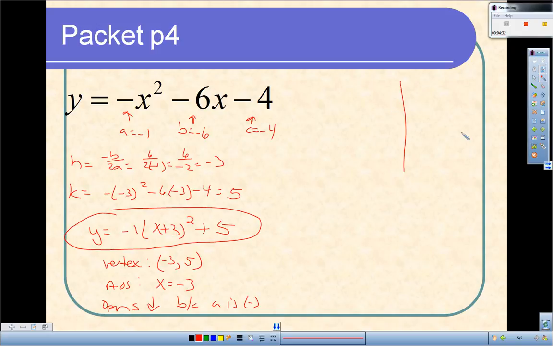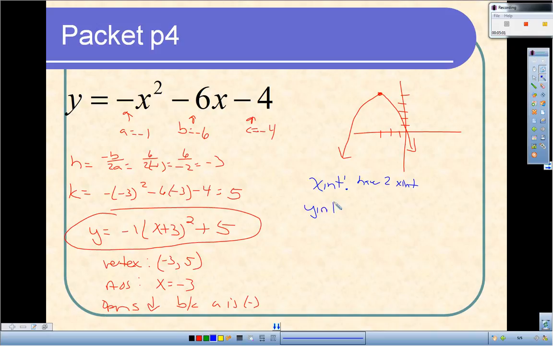And then this one doesn't open up, it opens down because a is negative. So let me draw this graph. So my vertex is at negative 3, 5, and I know it opens down. It's not a perfect graph, but at least I know that's what it kind of looks like. Alright, now I do know that x-intercept wise, it does hit the x-axis twice. So I'm going to have 2 x-intercepts. I don't know exactly where they are, but I'm going to teach you how to find them on a later day.